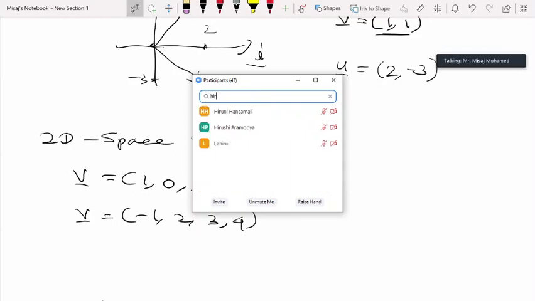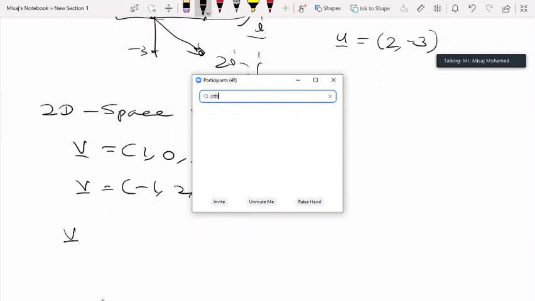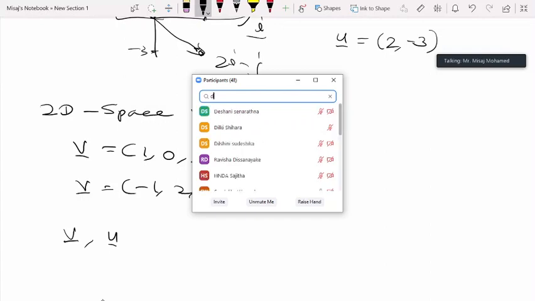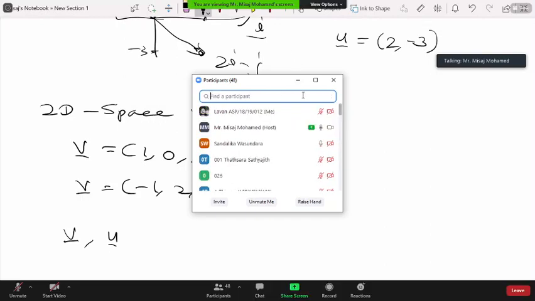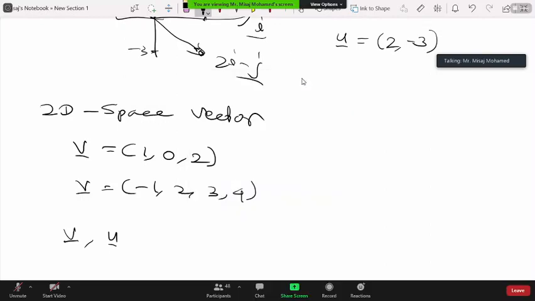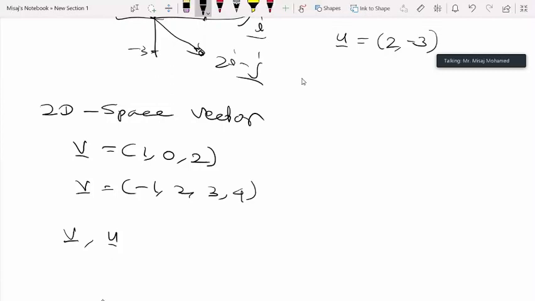So these vectors we denote by letters U, V, and in some books it is denoted in the dark letters, bold letters.